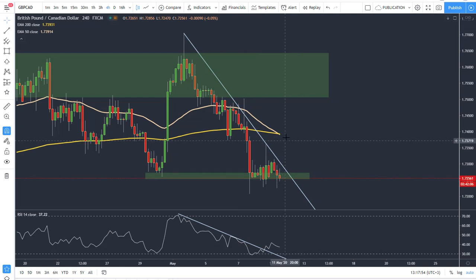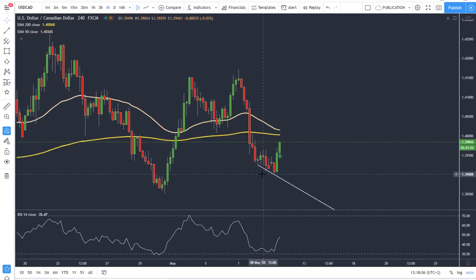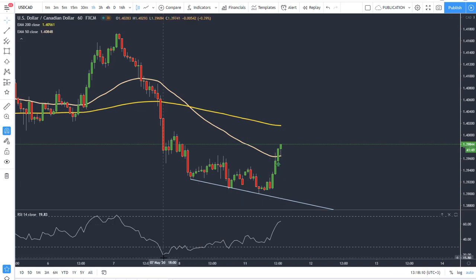But we think we will be retesting one of the moving averages and potentially moving to this resistance zone easily in the coming weeks. Now, dollar Canadian is looking quite bullish already. Now, let's move to the 1 hour chart. Clearly, there is a bullish divergence, and price broke above 50 exponential moving average. So this could be pretty strong uptrend for the dollar Canadian in the medium term, for the week, maybe 2.